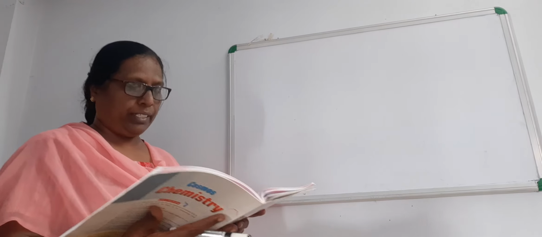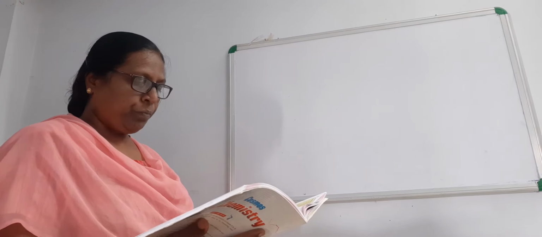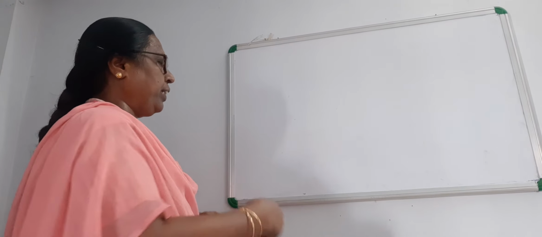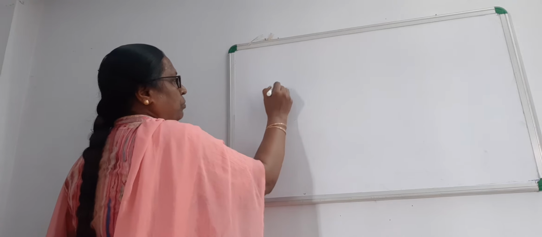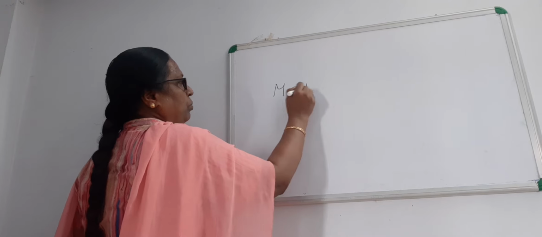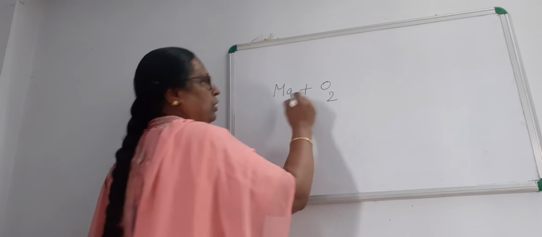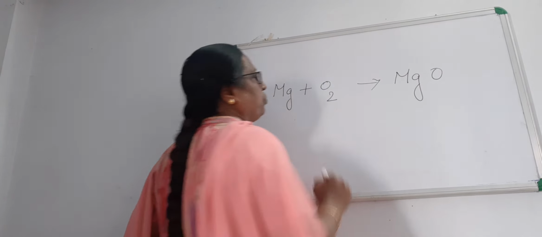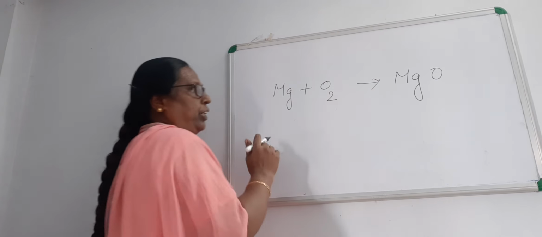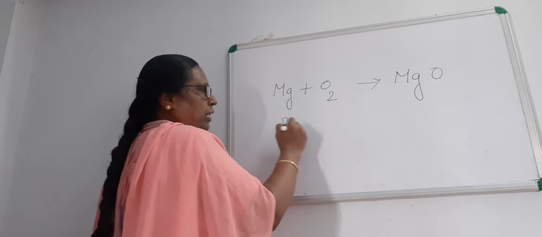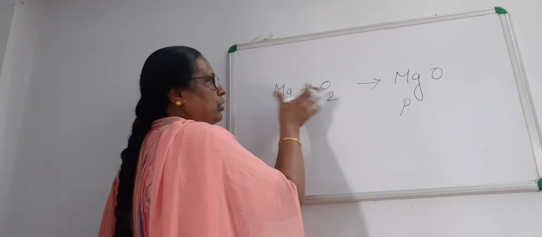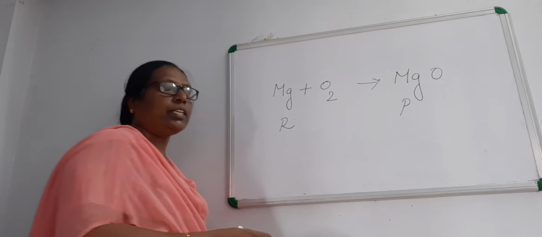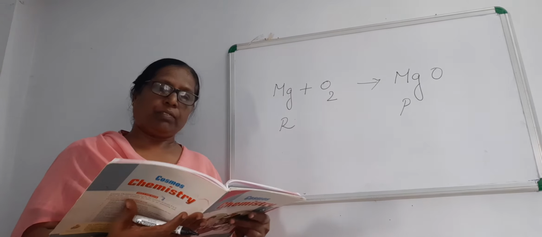For example, as given in your book, the symbolic representation gives the following chemical equation. Mg, magnesium, plus oxygen react together to give MgO. So this is an equation. This is the reactant side and this is the product side. When two elements combine together to form one, that is MgO. There are some examples given in your book.